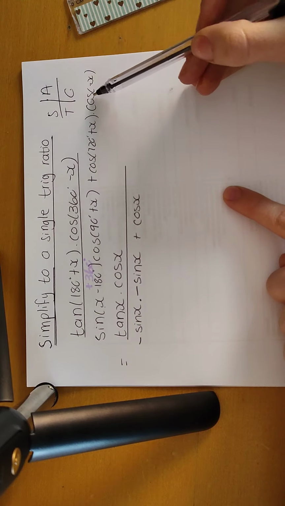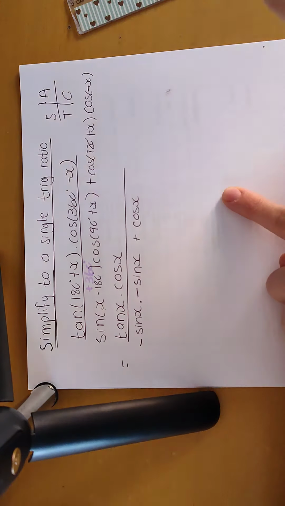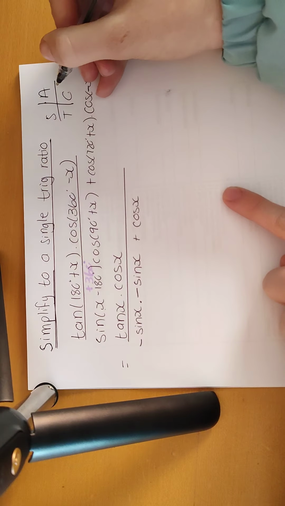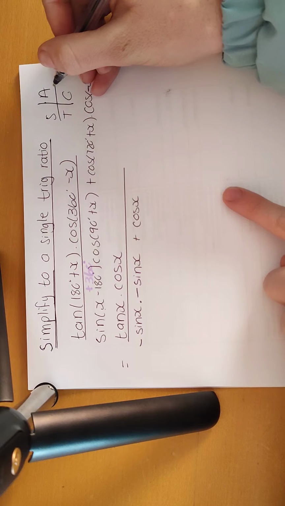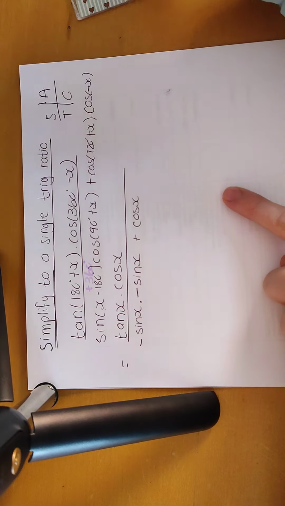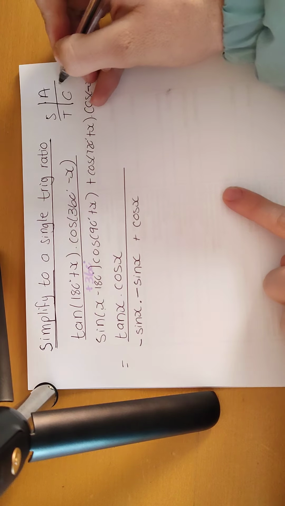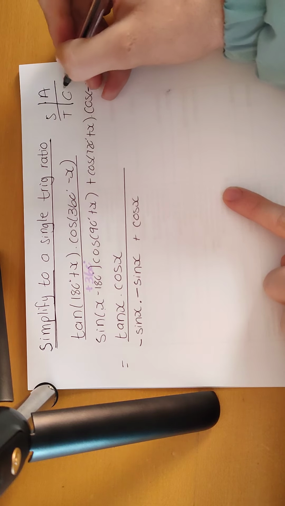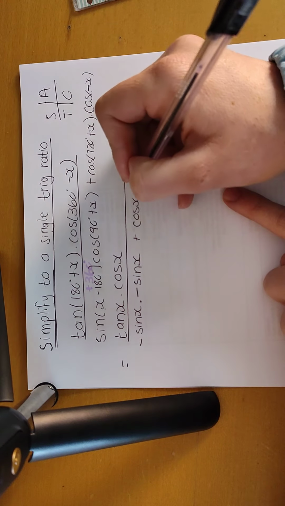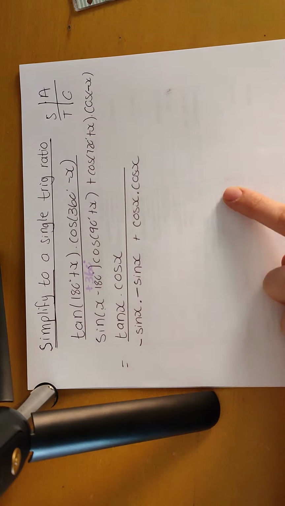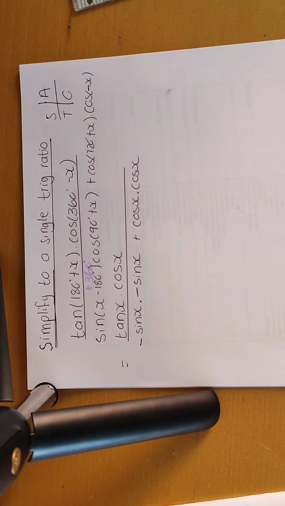Now this last one here, cosine of negative x. That means it's literally just negative x, or 0 degrees minus x is another way we can say it. So minus x is in the fourth quadrant, and cosine is positive there, meaning that we times by positive cosine x. Okay, now let's simplify this.